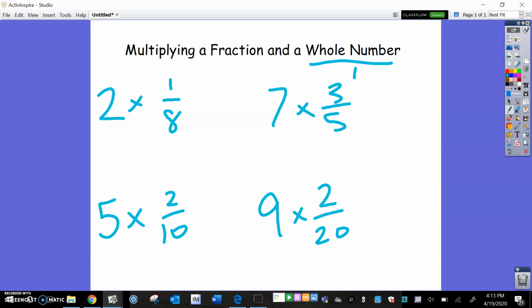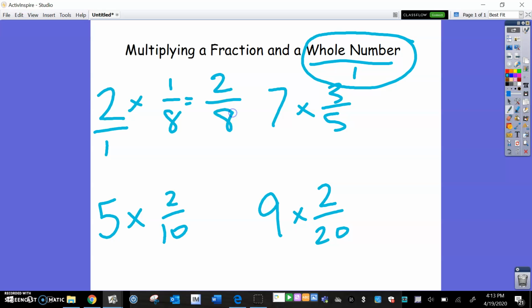All right, now that you've solved these problems, I'm going to go through the answers so that you can check your work. So the first thing I have to remember, which I left a reminder here for you, so I hope you saw, is that you have to put a 1 under your whole number. 2 times 1 is 2, and then 1 times 8 is 8. 7 times 3 is 21. 1 times 5 is 5.